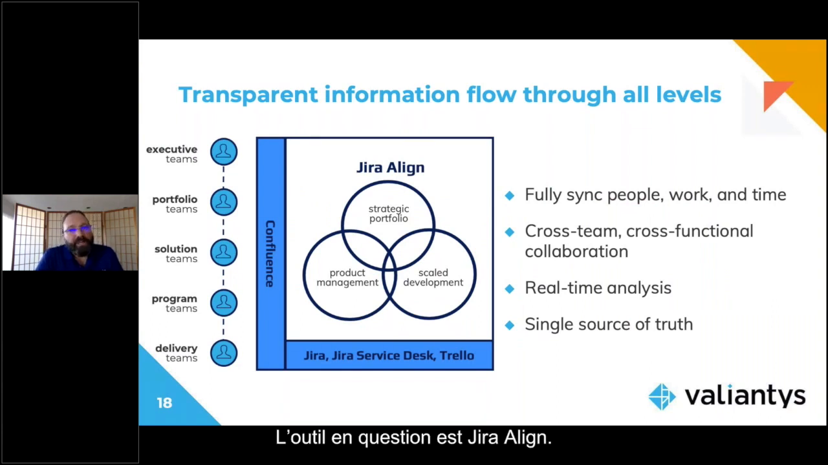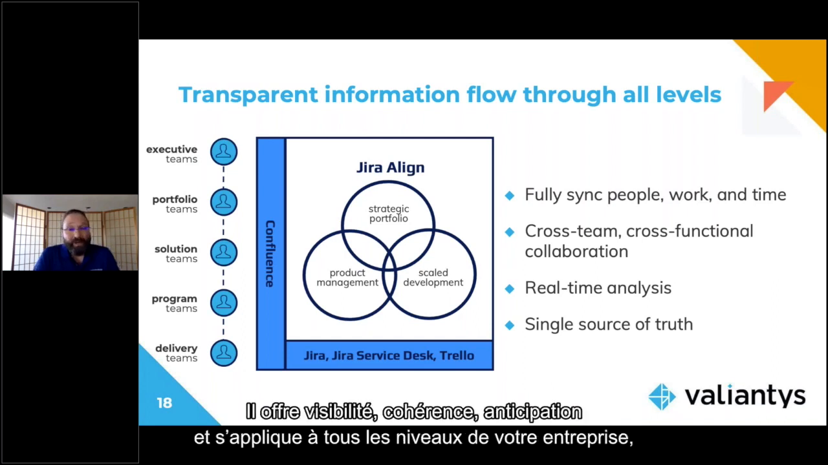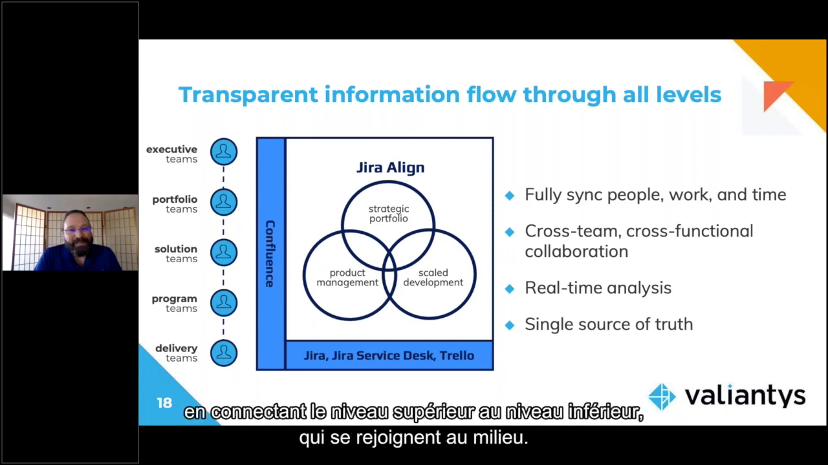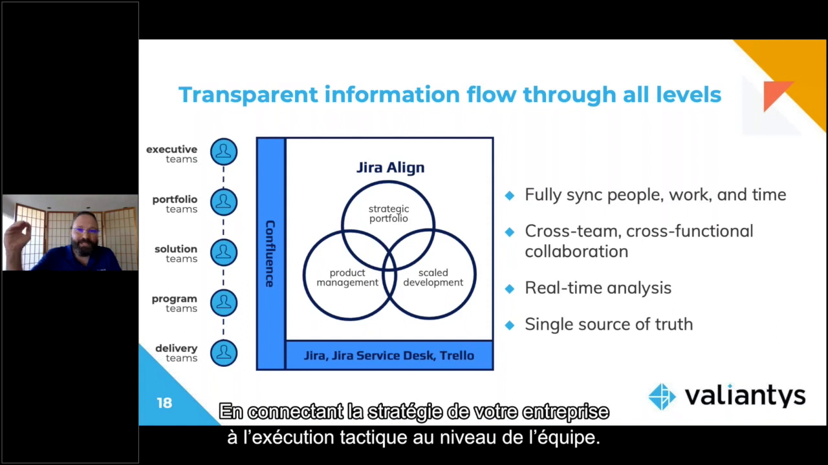So the tool in question is Jira Align. It is purpose-built for Agile and Agile at scale. It's to solve these challenges that we're talking about. It creates visibility, consistency, predictability, and flow between all levels in your organization so that they could connect from the top down, bottom up, and meet in the middle. Connecting your enterprise strategy down to your tactical team level execution.